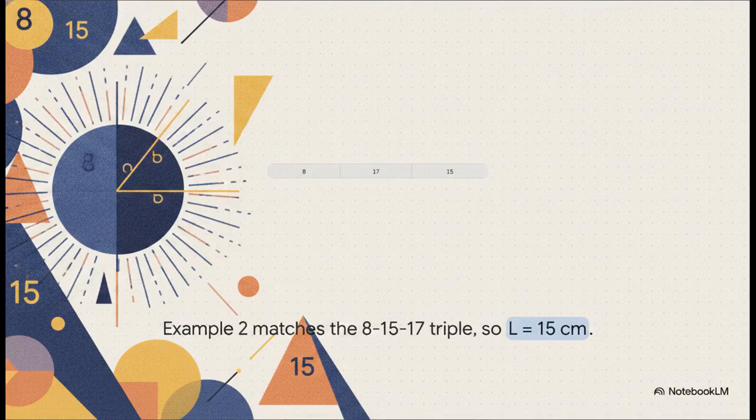Let's try another one. Radius is 8 centimeters, distance is 17 centimeters. If we check our mental cheat sheet, yep, the 8, 15, 17 triple matches perfectly, so our missing side, nama tangent length, is exactly 15 centimeters. Just think about how much time this hack is saving you. It is so incredibly satisfying to just spot the pattern and write down the answer.